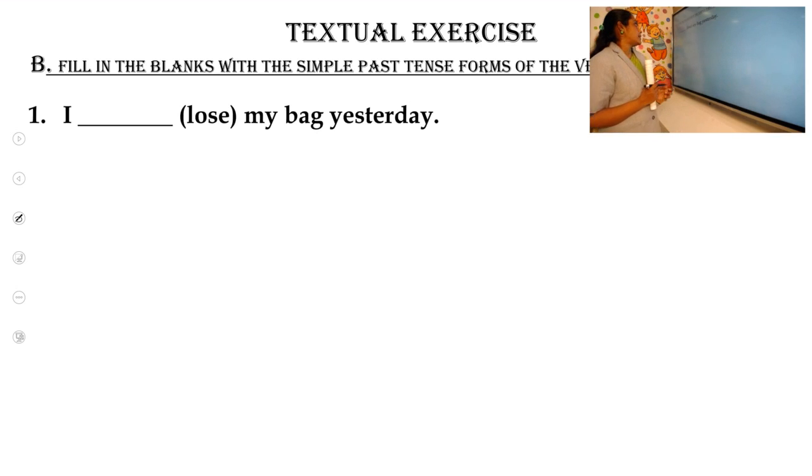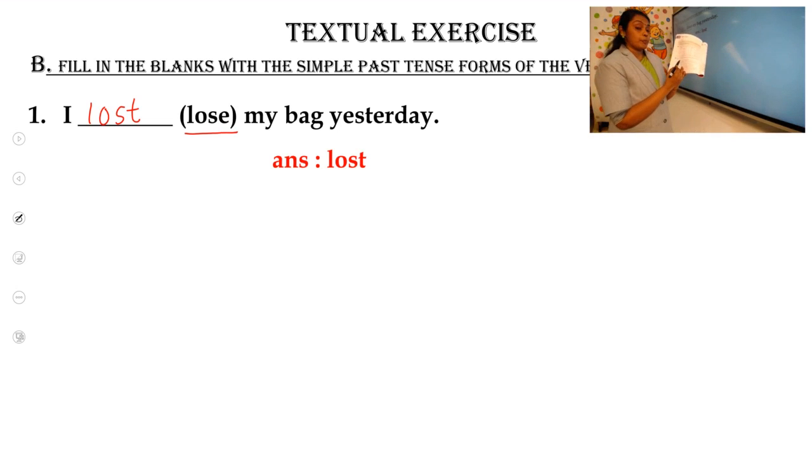First exercise. I lose my bag yesterday. So this is the present tense form of the verb. Now we have to change it into the past tense. So what will be the past tense? Lost. I lost my bag yesterday. What you have to do is write it in the textbook. You can see the space is provided here, page number 44. Please write the past tense of the verb lose.